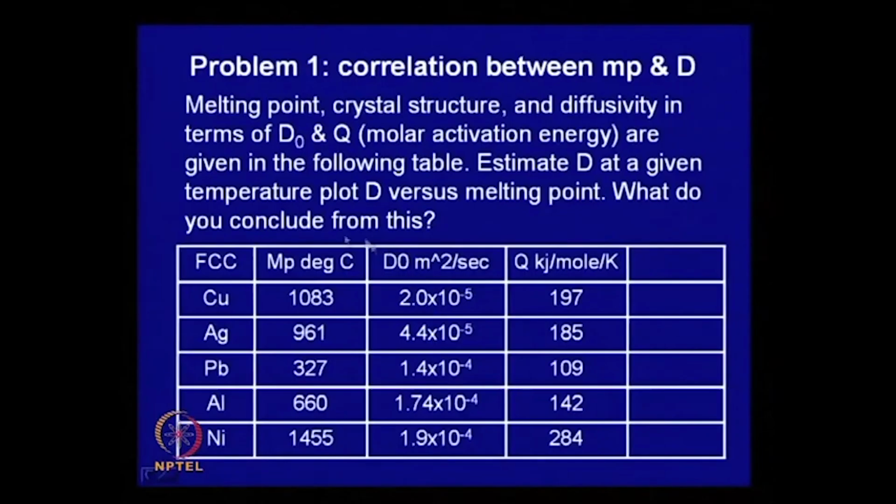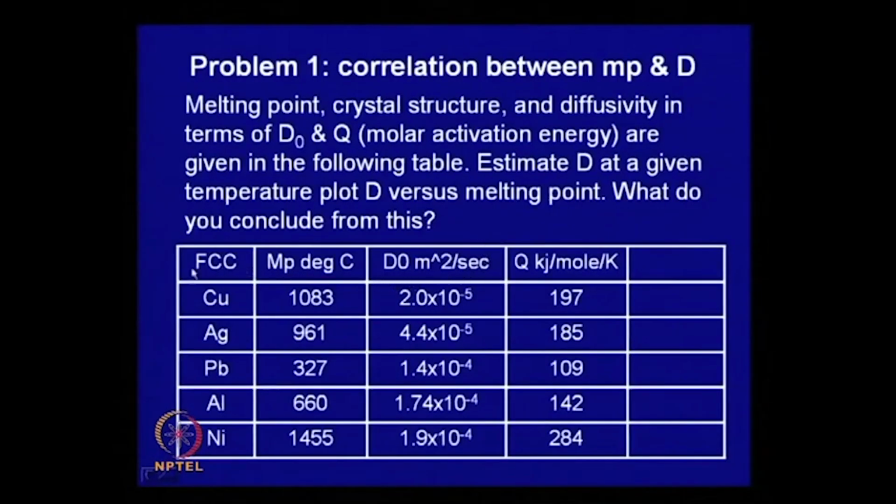Now, let us look at problem 1. Here we try and find out a correlation between melting point and diffusivity. Now, here the problem is stated like this: the melting point, crystal structure and diffusivity, in terms of these two constants D naught and Q, which is a molar activation energy, are given in the following table. Estimate D at a given temperature and plot D versus melting point, and try and see what you can conclude out of this.